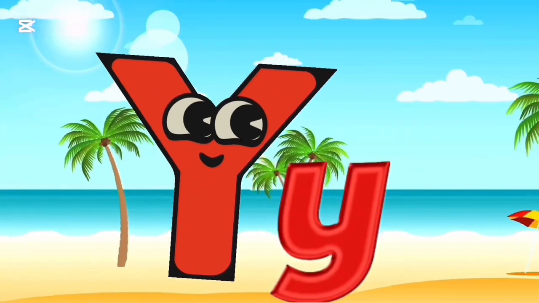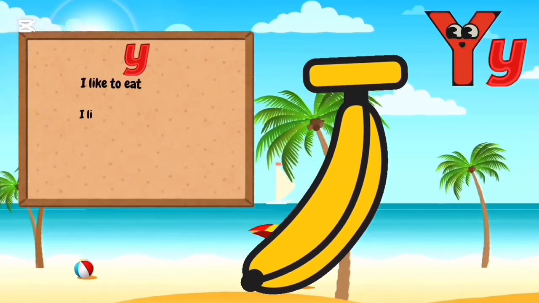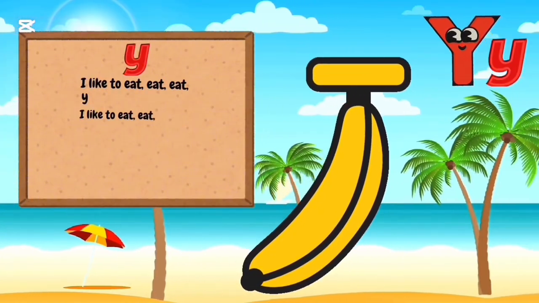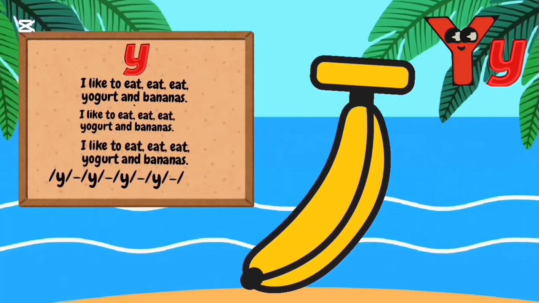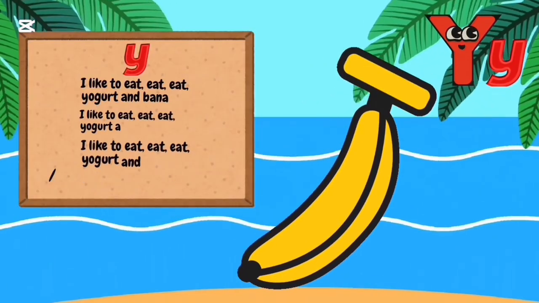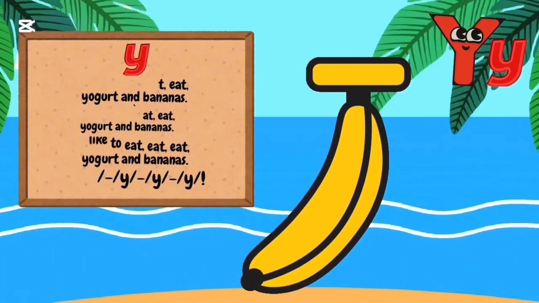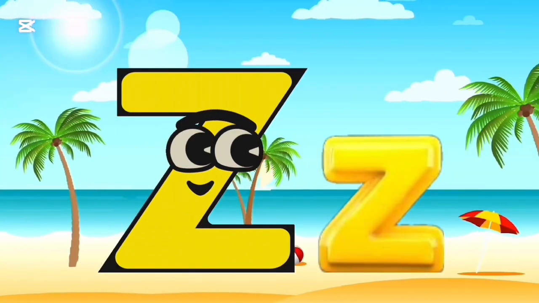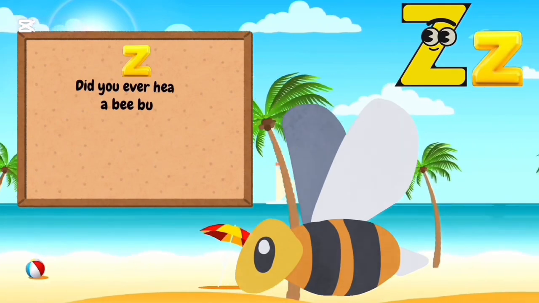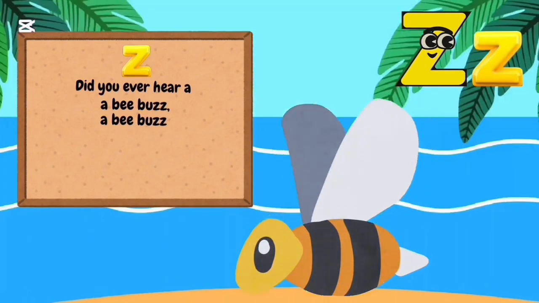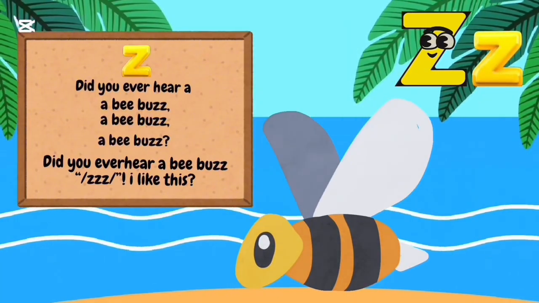J, j. I like to eat yogurt and bananas. J, j. Z, z. Did you ever hear a bee buzz? A bee buzz, a bee buzz. Did you ever hear a bee buzz? Zzz, I like this.